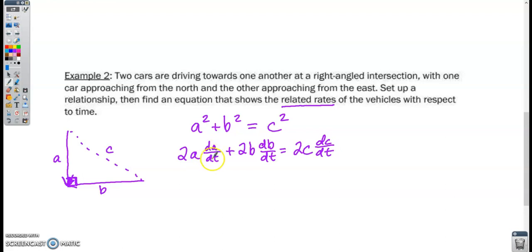The change in A with respect to time, that's how fast car A is approaching the intersection. The change of B with respect to time, dB dt, that's how fast car B is approaching the intersection. And then, of course, dc dt is how fast the distance between the two cars is changing with respect to time.